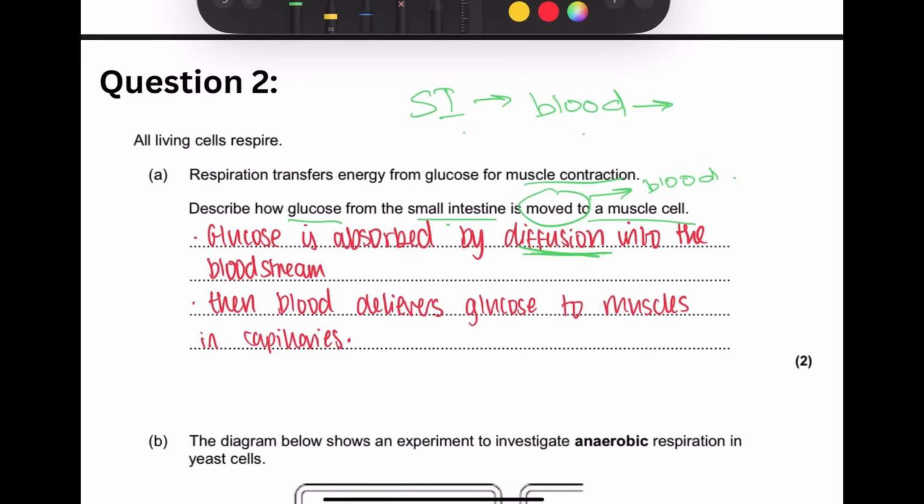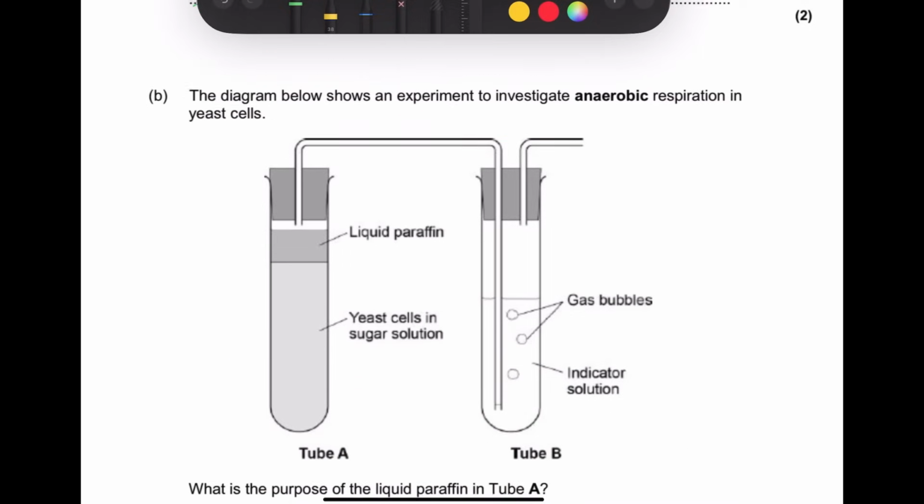which is what's happening here. And then the blood will go to the muscle cell. So it's absorbed by diffusion into the bloodstream, and then the blood delivers the glucose to the muscles in the capillaries. Blood transfers it everywhere. So B.